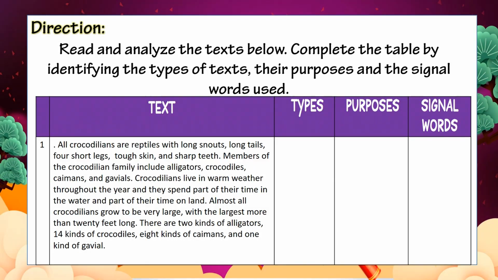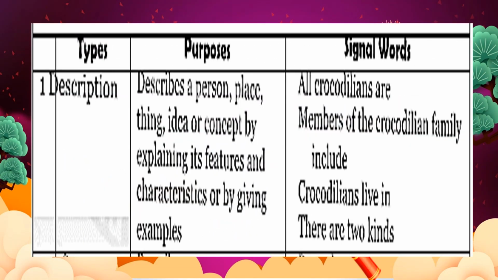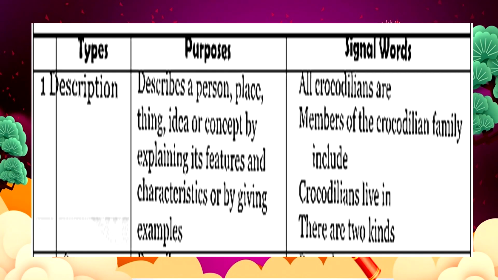Okay, let's check our answer. So, the type of text is description. The purpose is, it describes a person, place, thing, idea, or concept by explaining its features and characteristics or by giving examples. So number 1, they give examples of different crocodilians. So the signal words are: all crocodiles are members of the crocodilian family, includes crocodilian, live in, and there are 2 kinds, the kinds of crocodilians.